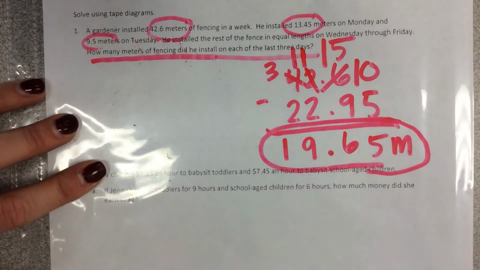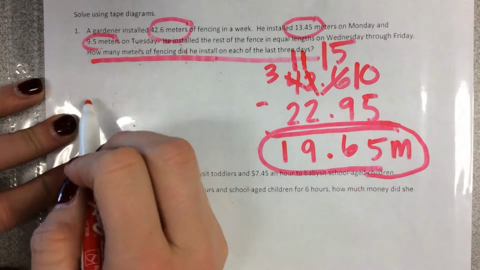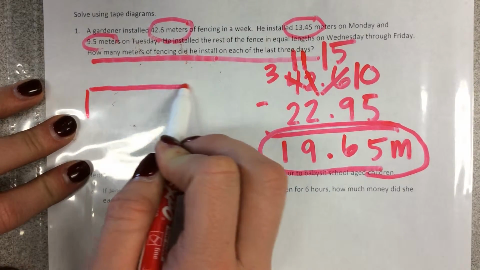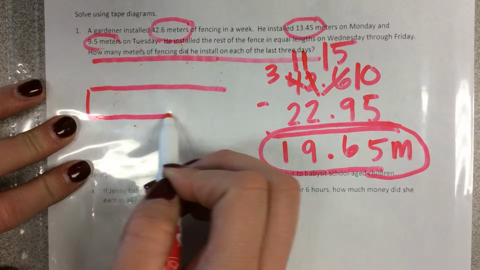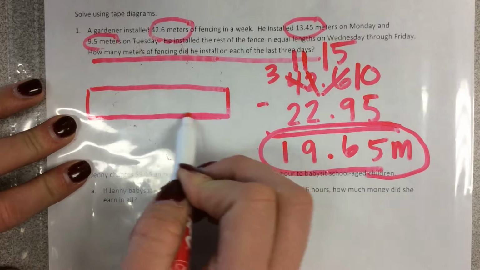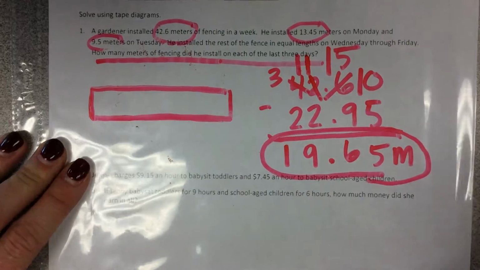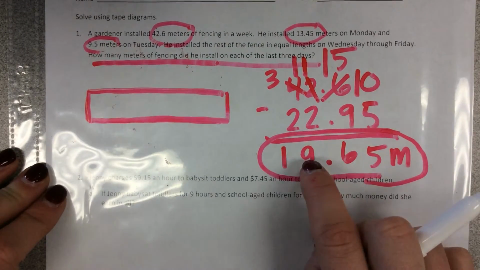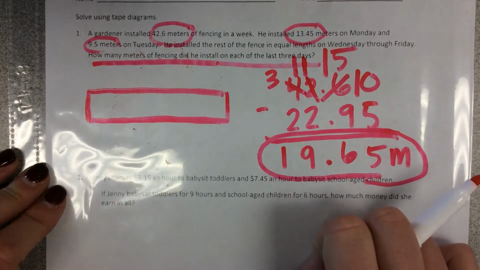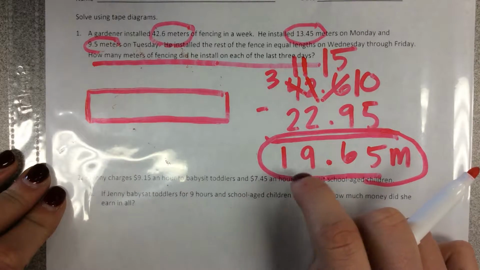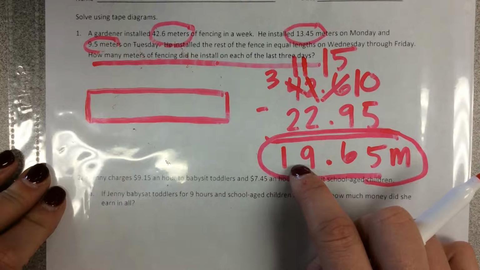So today we're using tape diagrams. So we're going to draw a tape diagram. That's just pretty much a long rectangle that's going to represent what we're talking about in our problem. And then we have to label it. So we have to think, what is this problem about? We're trying to find out what he did Wednesday through Friday, and we're trying to figure out how much he did each day.